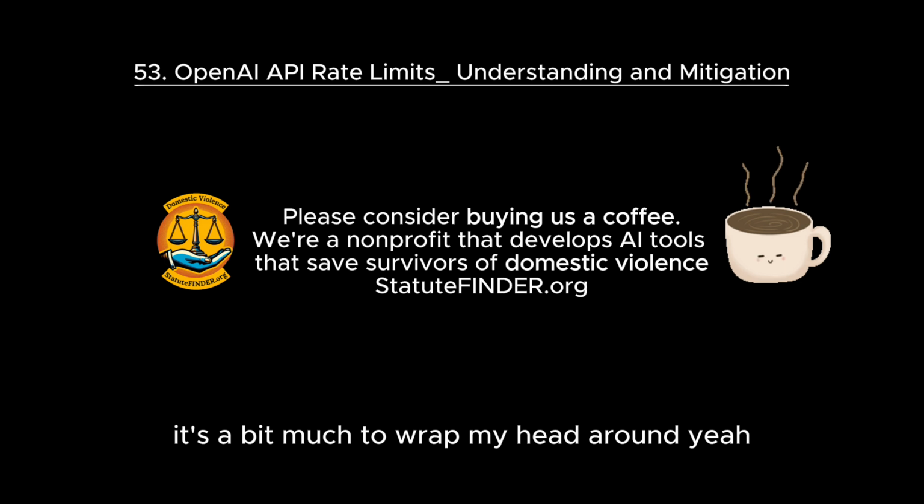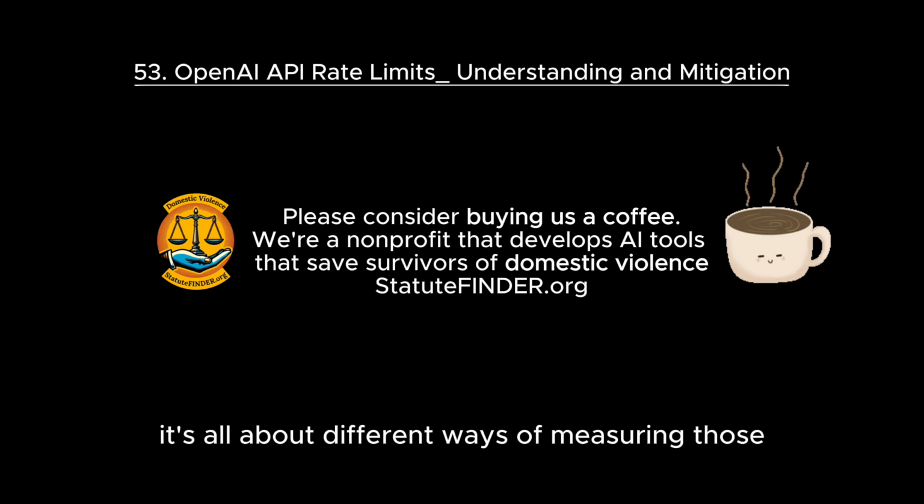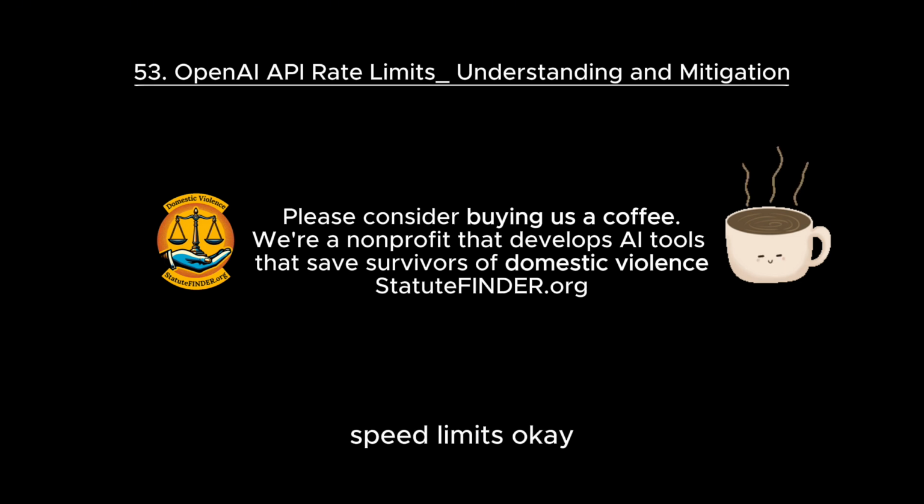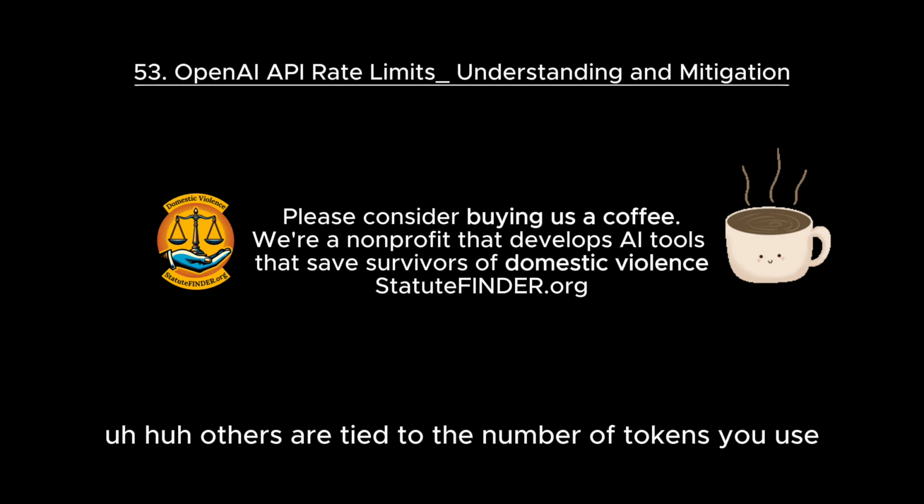It's a bit much to wrap my head around. Yeah, it's all about different ways of measuring those speed limits. Okay. So some limits are based on the number of requests you send within a certain time frame, like requests per minute or per day. Others are tied to the number of tokens you use.